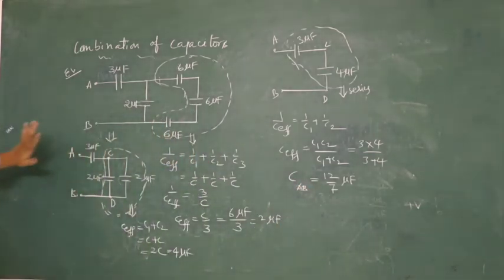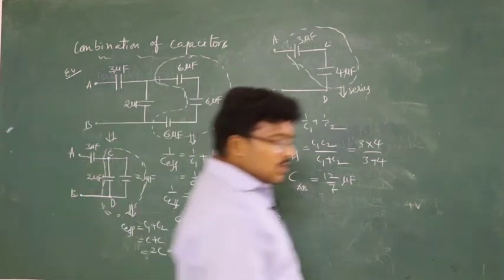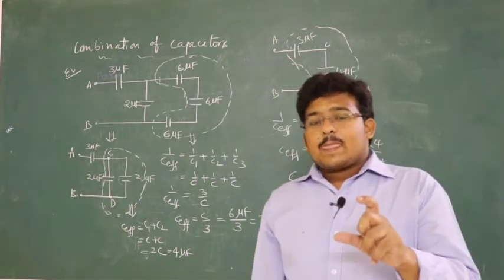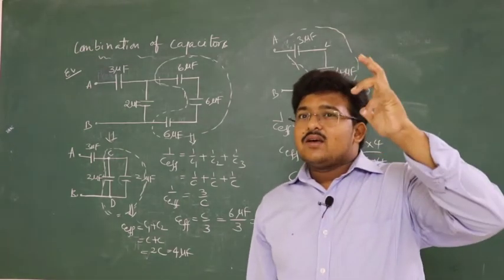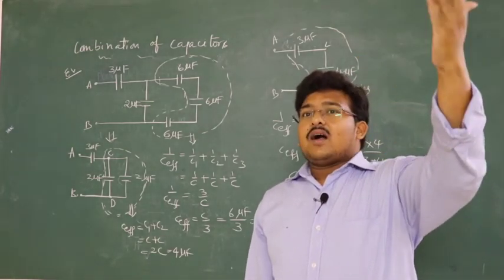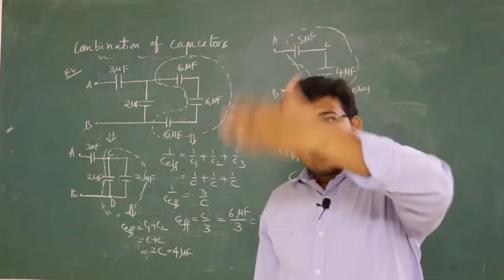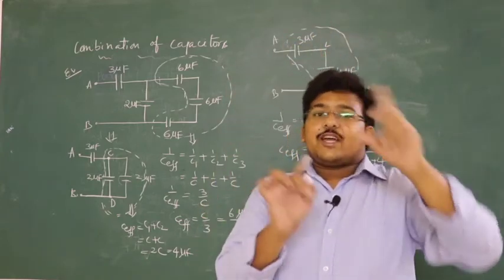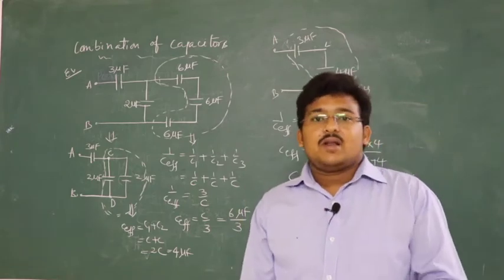So this is how to solve circuits like these. You need to identify, first, which of them are in series. If the branch is a single branch and everything is connected, then all of them are in series. If their endpoints are the same, all of them are in parallel. This is the funda here.